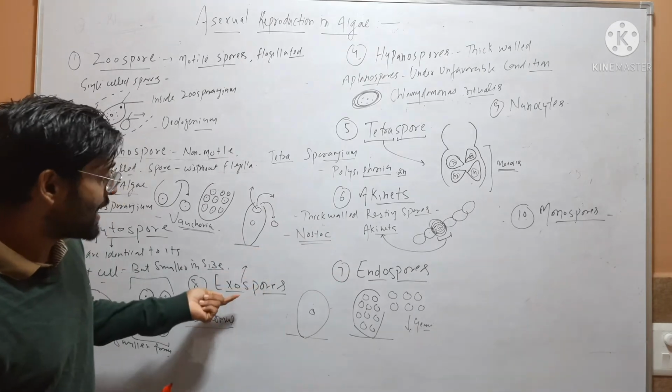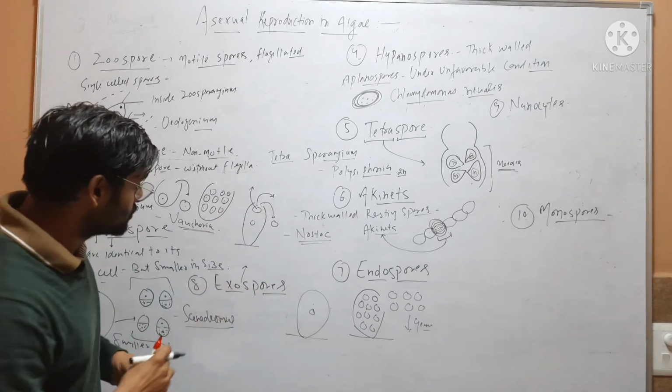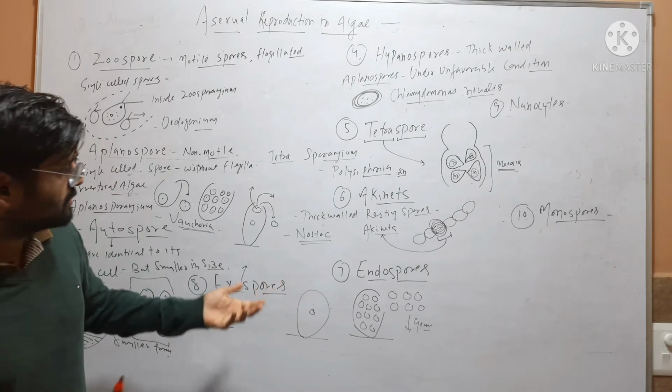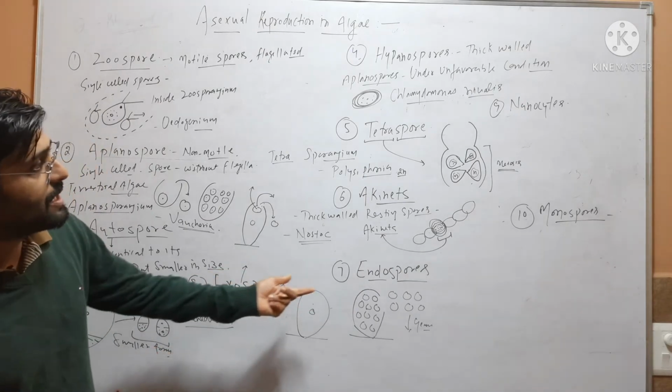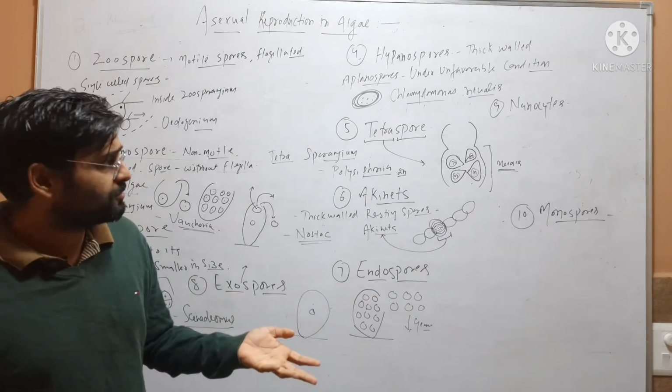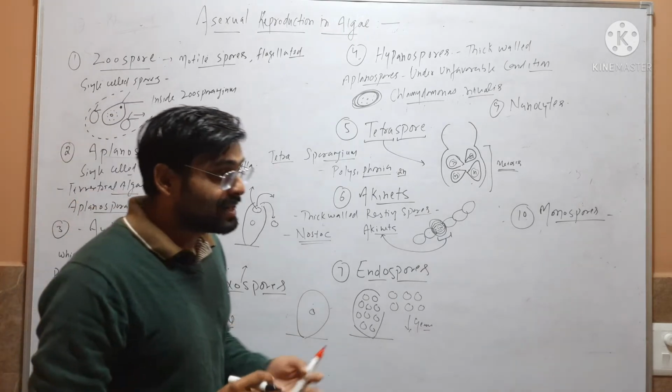That's why it is called exospore. Outer side, the spores that are from the outer side. That's why it is called exospores. So these endospores and exospores are found in blue-green algae.